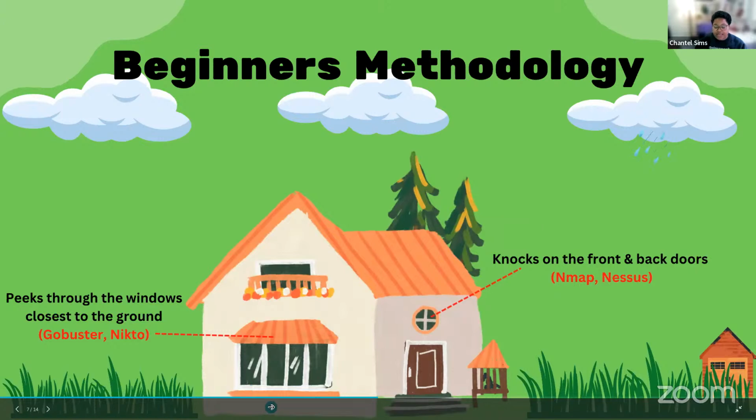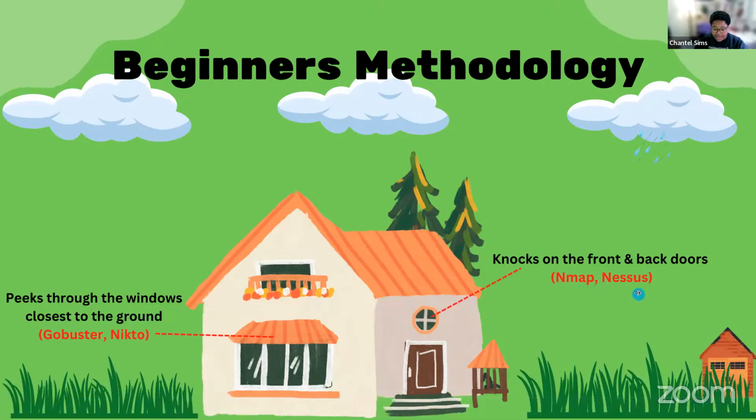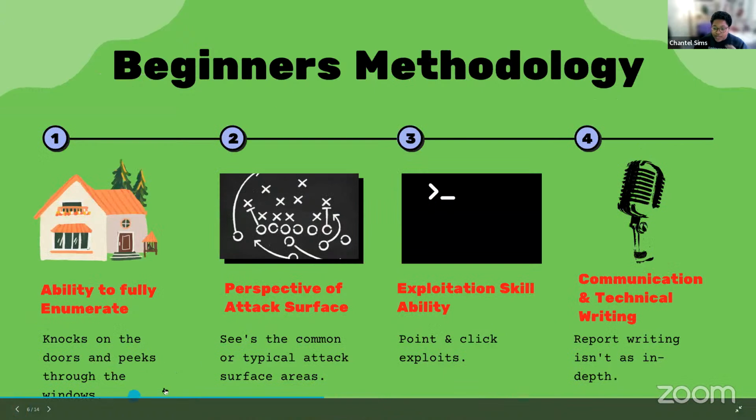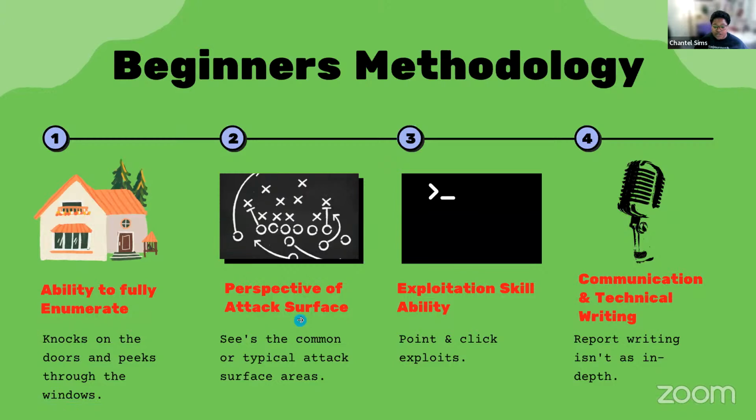So let's just say that a client approaches you and says, hey, I need you to hack everything on my property, find all the vulnerabilities you can before the actual real bad guys do. If you're a beginner, like I said, you might learn about the standard beginner tools like Nmap or Nessus or Nikto or GoBuster. You might only just peek through the windows or knock on the front and the back doors, right? So your perspective of the attack surface as a beginner, you're typically gonna see, I guess, the most obvious parts of the attack surface.